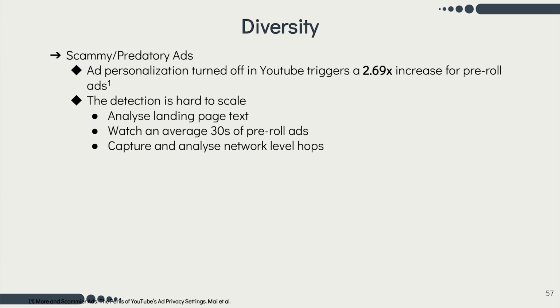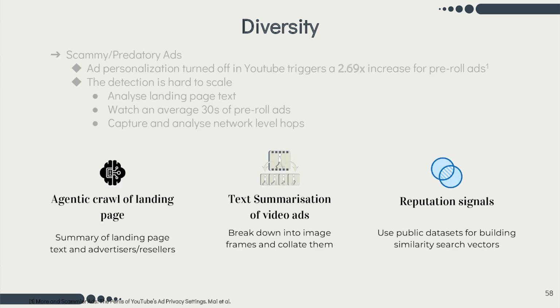You need to watch 30 seconds of pre-roll ad content, and you need to capture network level hops as well as look into the companies that are involved, if they are kind of legit companies or not. So the plan is to also automate this whole pipeline where we do an agentic crawl of the landing page. So basically, we summarize the landing page based on the text and the titles that are present over there, and also the advertisers and resellers that appear in the network hop. So we get one summarization from there.